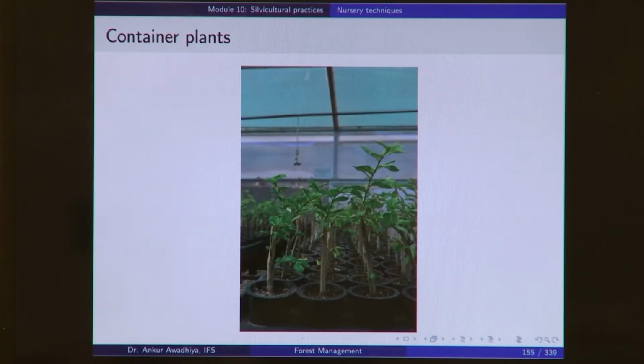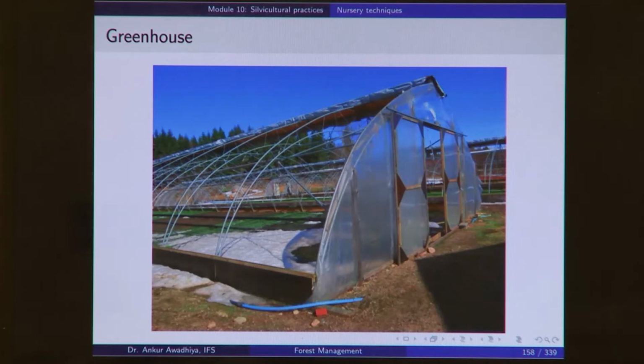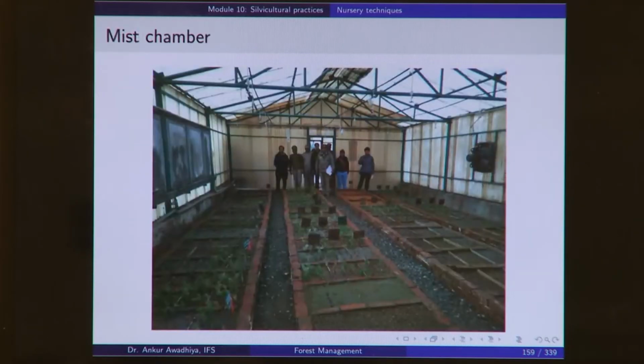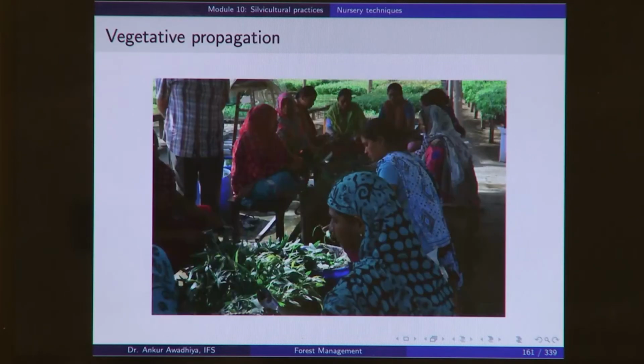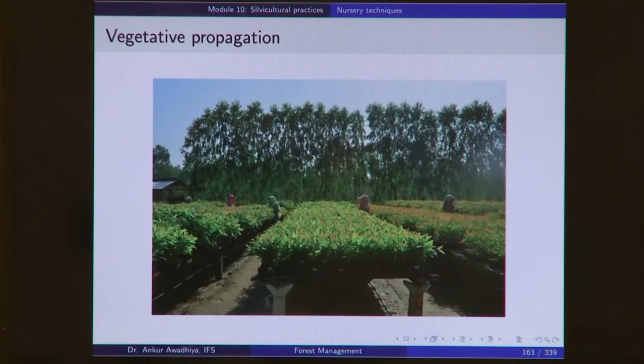Plants these days are also grown in containers. We also have this innovation that is known as the raised iron bed, in which we make use of iron rods to raise up the bed, and we put containers and raise the crops there. In certain nurseries, greenhouses and mist chambers are being used, and vegetative propagation and tissue culture are also being used in certain high-tech nurseries.